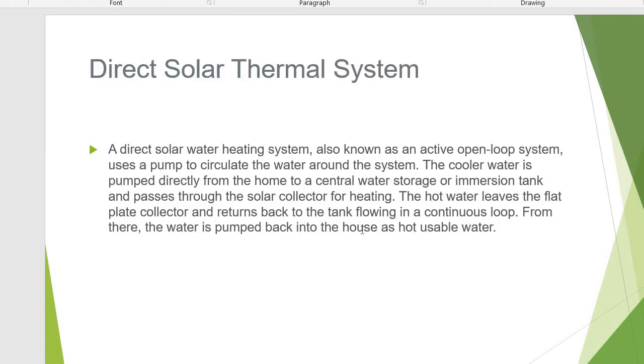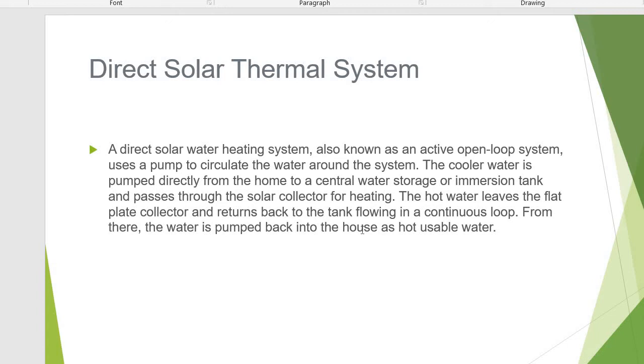There are two kinds of solar thermal system: direct and indirect. Direct solar thermal systems are also known as active open loop systems, which use a pump to circulate the water around the system. The cooler water is pumped from the home to the central water storage immersion tank, then passes to the solar collector for heating. Hot water leaves the flat plate collector and returns to the tank, flowing in a continuous loop. Water is then pumped back to the house as hot usable water.